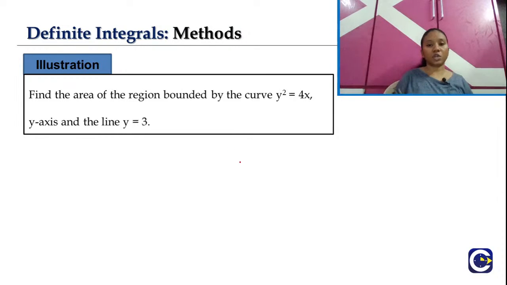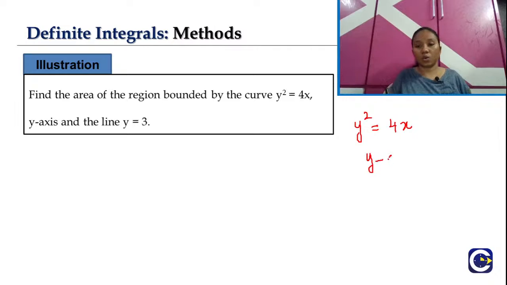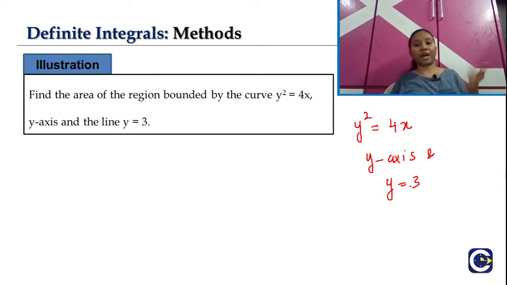So come on guys, what is the curve here which is given? The given curve is y square equal to 4x. And what are the other lines given? One is the y-axis and the other is y equal to 3. So quickly plot the graph, then you will have an idea of what limits we have to take in order to find the area bounded by this region.